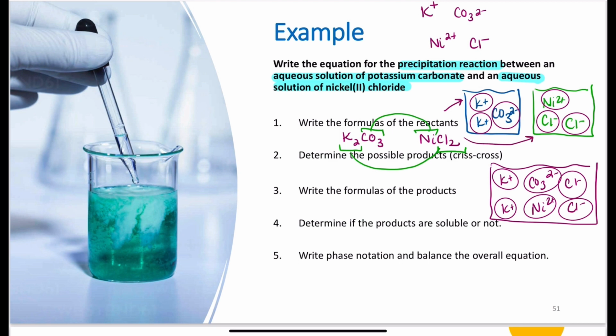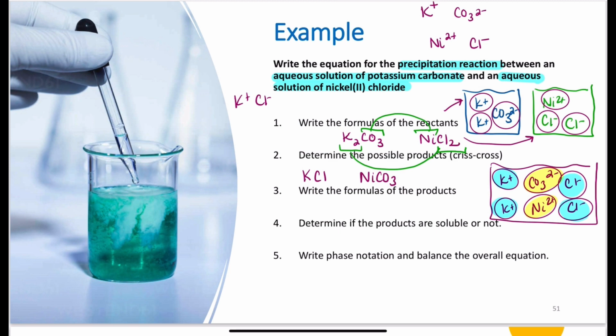I'm determining the possible products by crisscrossing, but I can also look at the particulate diagram and see that as well. So possible products here would be K2Cl, or sorry, no, not K2, I apologize, I'm reading the wrong thing there. Remember that's K plus and Cl minus. It's almost easier to see with the particulate diagram. The K and the Cl will pair up. The K plus and Cl minus are each plus one charge, minus one charge, so KCl. And then the other species that could pair up here is my nickel 2 plus and my carbonate CO3 2 minus, which would give me NiCO3.